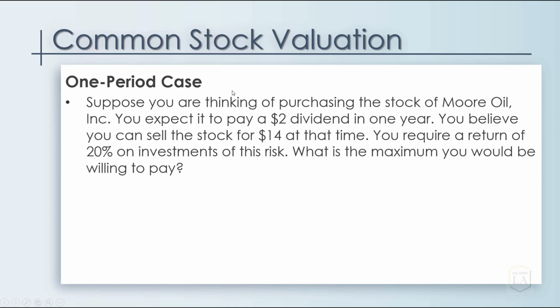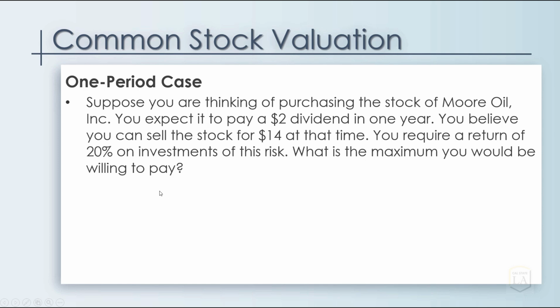So let's start with a one period case. Let's suppose you are thinking of purchasing one stock, and it's likely that they will pay you a $2 dividend in 1 year. So you're going to hold on to that stock for 1 year, and by the time you sell it away, they will provide you with a dividend of $2. You expect the stock price will be $14 when you sell it. And the required rate of return is 20%. If you don't understand this term, don't worry about it. It's just like a discount rate, and at this point it's just given to you. So what is the maximum you would be willing to pay?